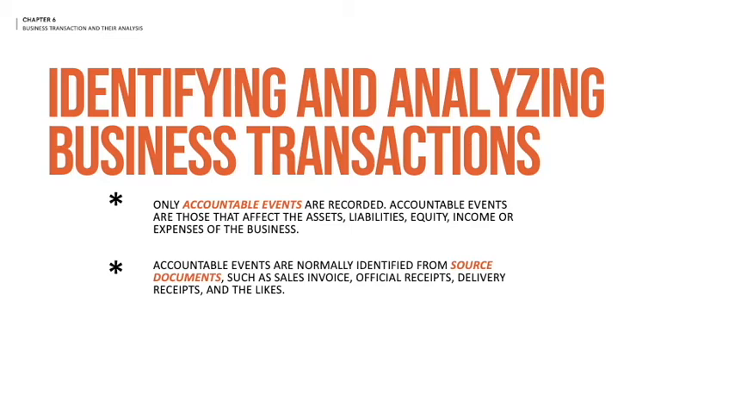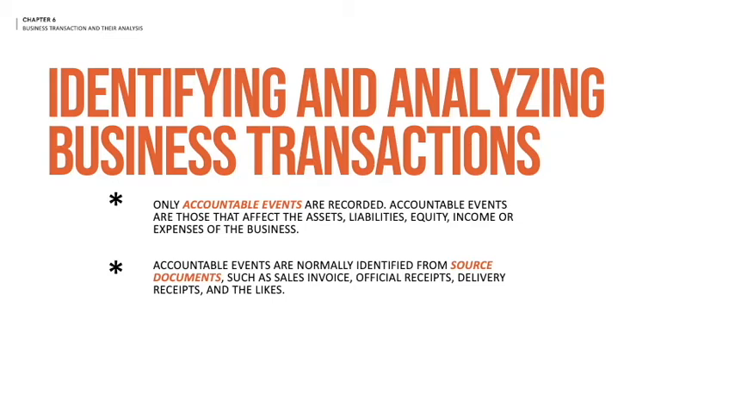Just remember, we know that an event is an accountable event if it affects the assets, liabilities, equity, income, or expenses of the business. So sir, how do we identify that? We have source documents, right? What are examples of the source documents we look at? We have sales invoices, official receipts, delivery receipts, and the likes, such as cheques and deposit slips. Those are the source documents where we can see what transactions happened.